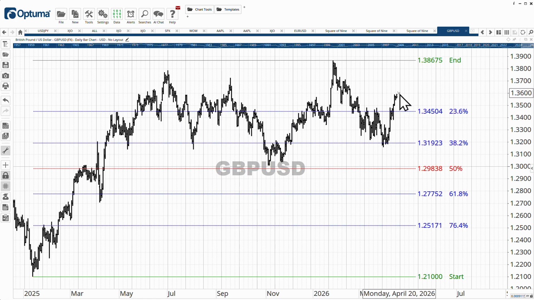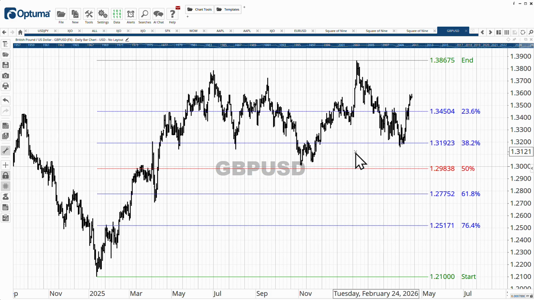from 1.319, and we're now up to 1.36. So we're looking at a fabulous rally, great profits there. And all we had to do was have the Fibonacci tool in place and watch what the market does when it gets to these very powerful levels.